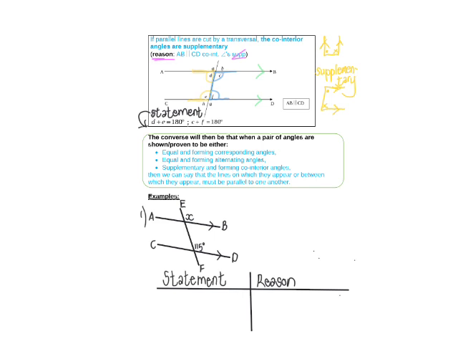Let's just go through it again. The converse happens when you can prove that a pair of angles are equal and form corresponding angles, as in an F, or equal and forming alternating angles, as in a Z or an N, or add up to 180 and form co-interior angles, as in a U or a C. Then automatically, if we can prove that, the two line segments will be parallel. Okay, so have a look at the examples with me.